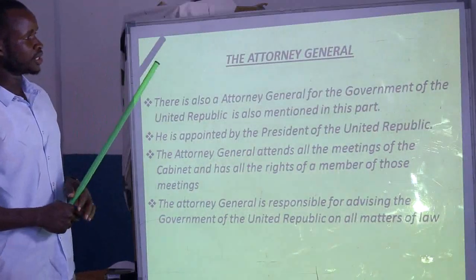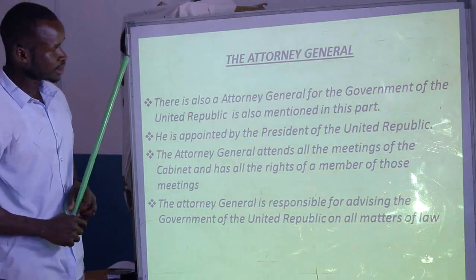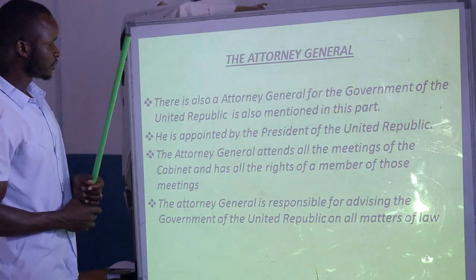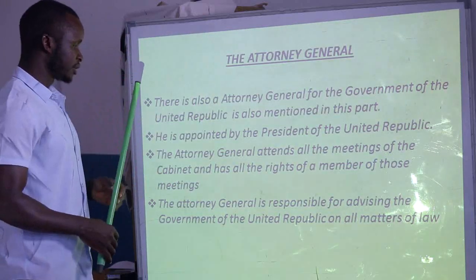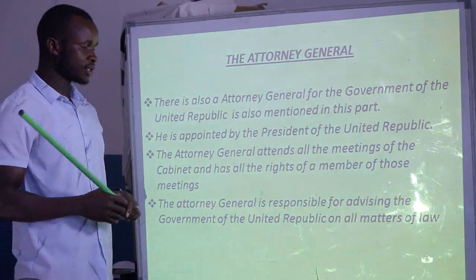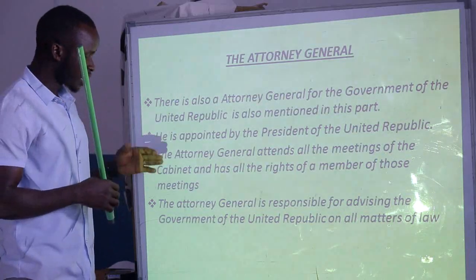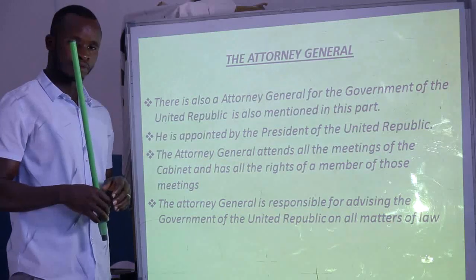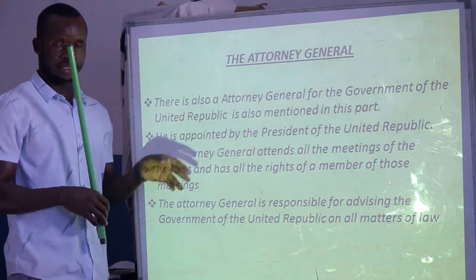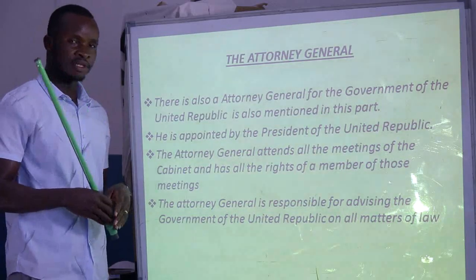But also in this cabinet, there is the Attorney General. There is an Attorney General for the Government of the United Republic. He is also mentioned in this part of the cabinet. He is appointed by the President of the United Republic of Tanzania. The Attorney General attends all the cabinet meetings, though he or she does not have the right to vote in the cabinet. He is there as the government lawyer.